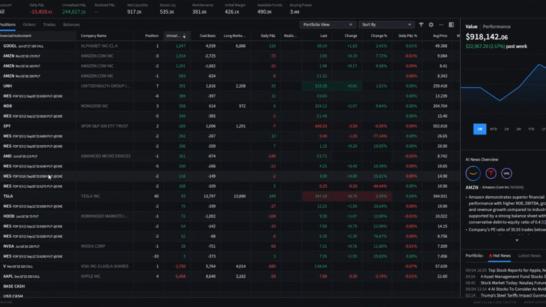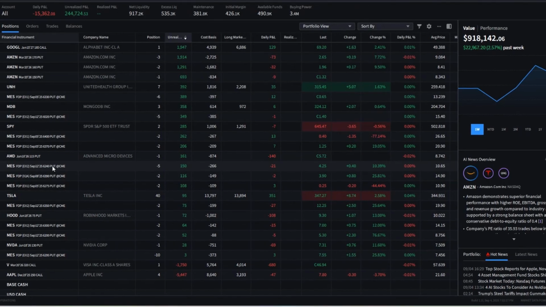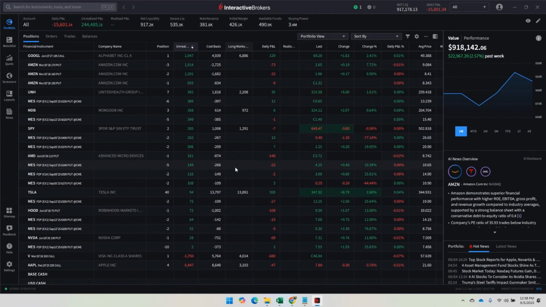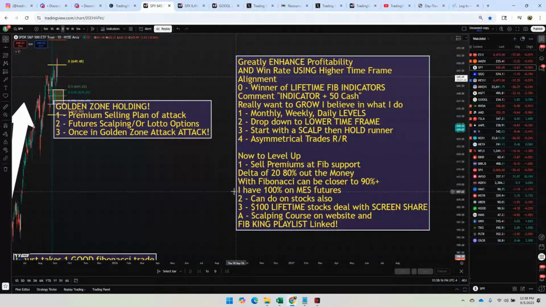This is going to be a very important topic for today's video because Fibonacci levels are not just cut and dry. You can use them for selling option premiums, which I'm going to talk about. Okay. So anyways, let's go back over to the chart.